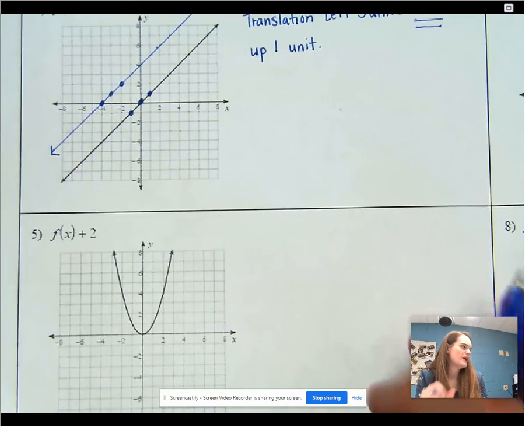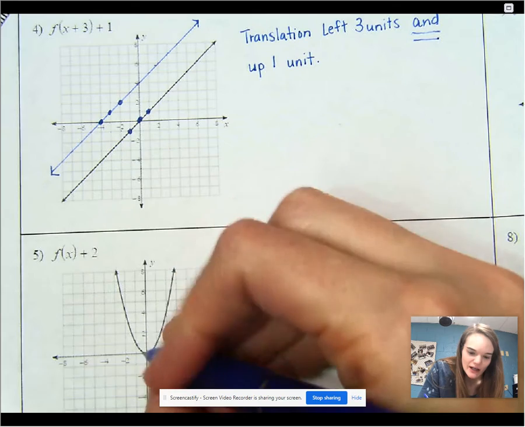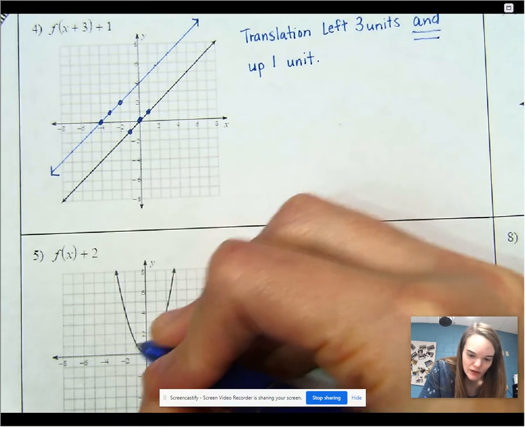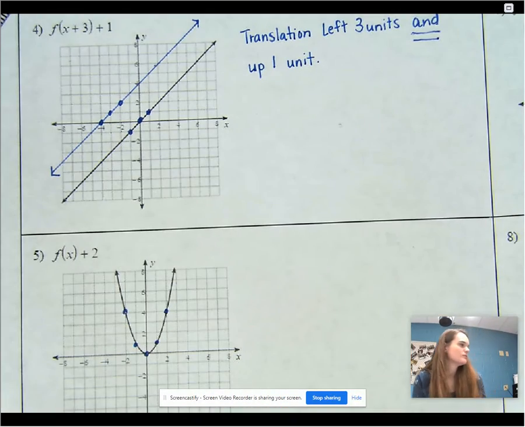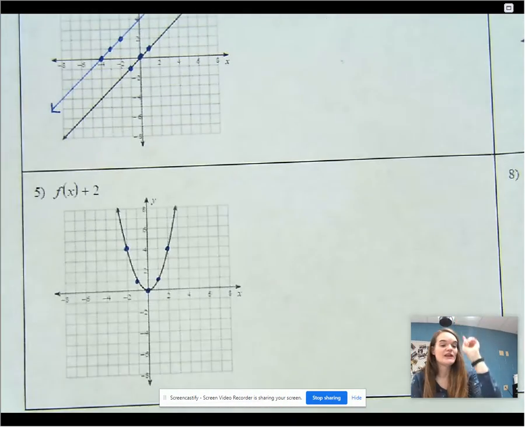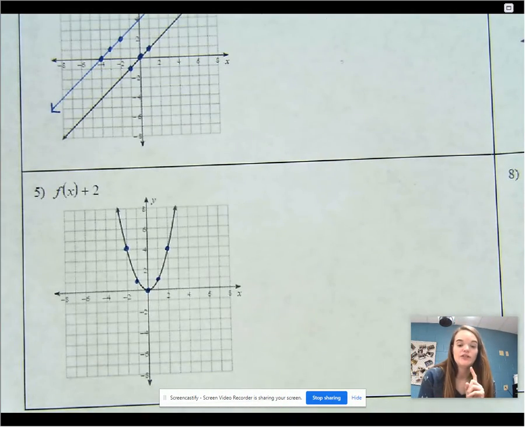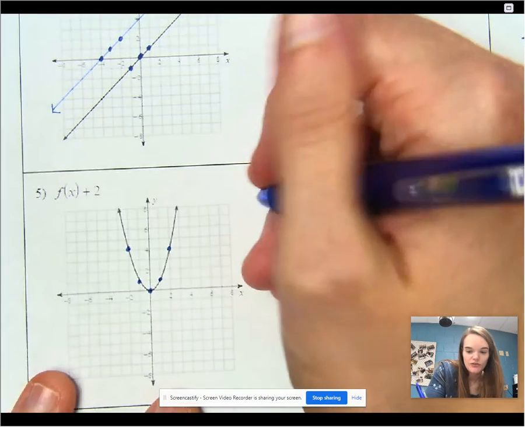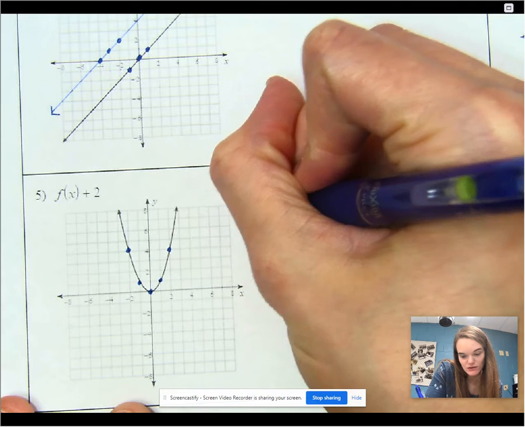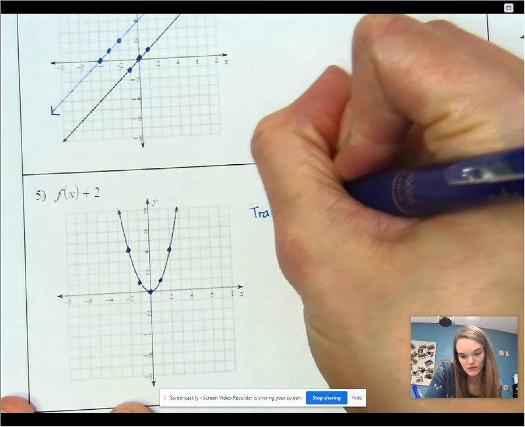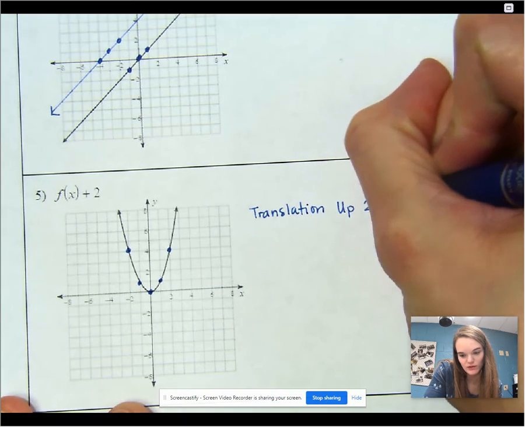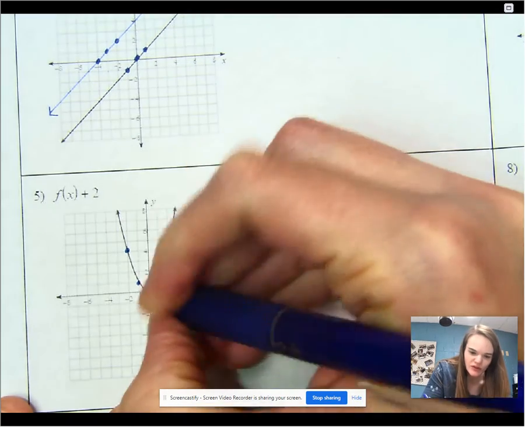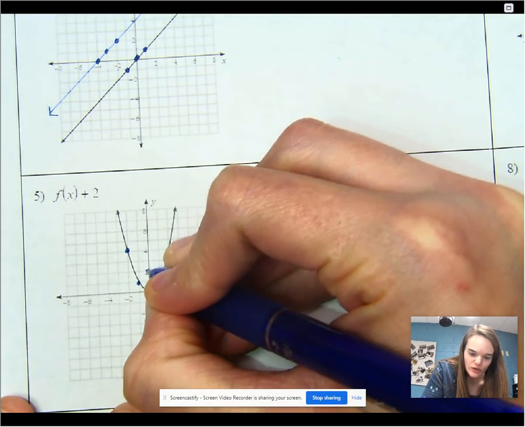Number 5, we have a quadratic. Here's a point. Here's a point. Just looking for where it crosses. There we go. There's 5 points for us. It is on the outside, so it is either up or down. It is plus, so it is up. So it's a translation, up 2 units. So I'm going to take each point and go up 2.